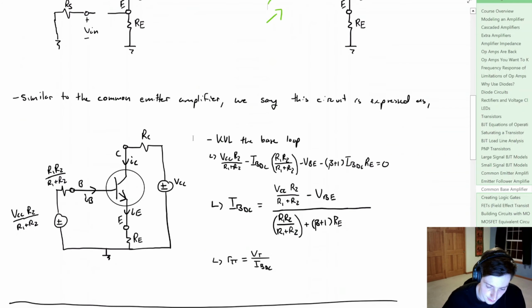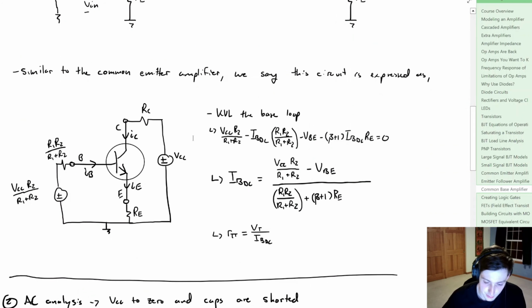So what we can do is use our pseudo source transform. Again, we've gone through this many times in the past to arrive at a circuit that looks like this, and this is going to allow us to make a KVL around this base loop. Now once we do this, we get this ugly looking equation again, but that's okay because if we know all of our values, we can calculate what that DC base current is. Now from knowing that, we can find R pi, because we know what VT is. That's the thermal voltage, which is 26 millivolts at 300 degrees Kelvin, or about room temperature.